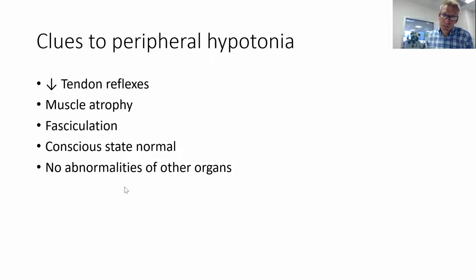So our job in the floppy baby, the hypotonic baby, is to make a distinction between central and peripheral hypotonia, because it gives us a good indication of where the lesion is. Right? If it's central, it's obviously in the cerebral cortex. And if it's peripheral, it's probably in the anterior horn cells or the peripheral nerves or the muscles.